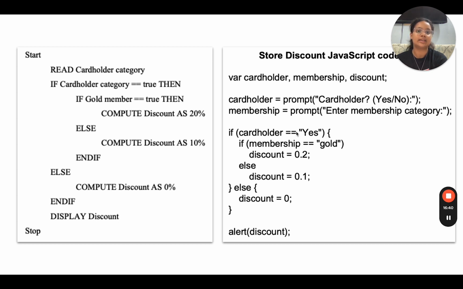Let's say they said, yes, I'm a card holder, but I don't have a gold membership because I have a silver one. So let's say you put anything else other than gold when they ask for membership category. Then it's going to go to this else statement. Discount is equal to 0.1. Then break out of the whole if statement because it already reached a value. And then it's going to alert the discount.